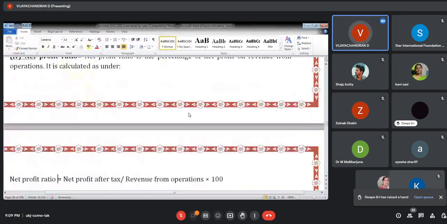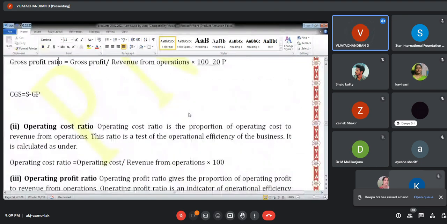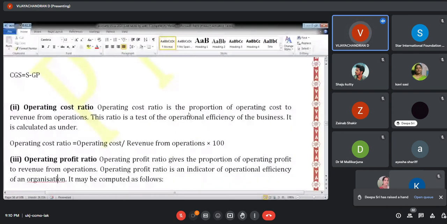Operating profit, as you know, means what? Net profit minus non-operating income plus non-operating expenses. That is equal to operating profit. Operating profit divided by net sales into 100. That is operating profit ratio. But now I am asking operating ratio. So operating expenses plus cost of goods sold divided by net sales into 100. That is known as operating ratio.